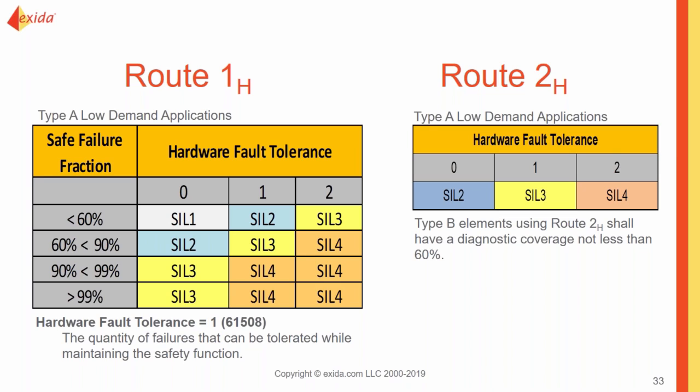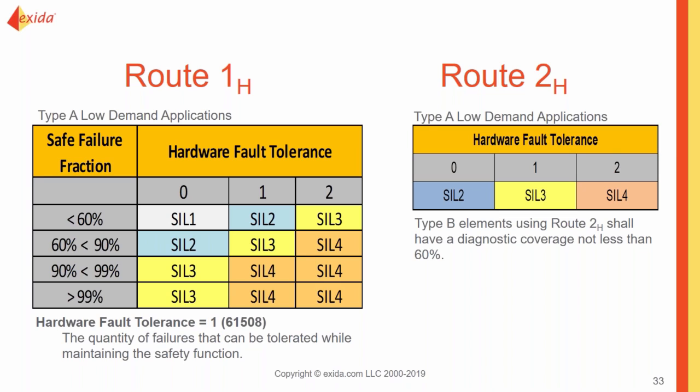So what's hardware fault tolerance? Well, that is how many extra sets of equipment are there to do that same job. This is going to be your architecture. So for a hardware fault tolerance of 0, there's no extra set of equipment. This is going to be a 1 out of 1, a 2 out of 2. The number of devices needed to shut down the system is the same as the number of total devices.